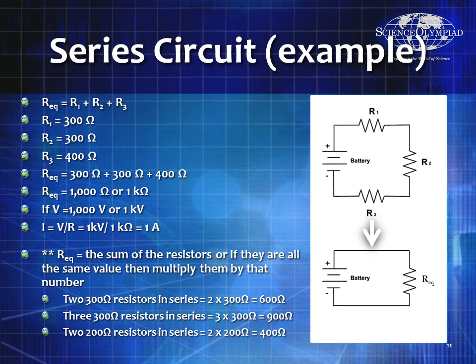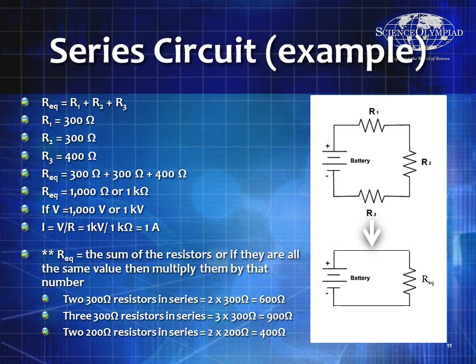Now, if I had a really big battery, like a 1000-volt battery, or 1 kilovolt, I is equal to V divided by R, which would be 1 amp. As you know, this would be actually really quite a lot of power. So this will be a very powerful circuit here.